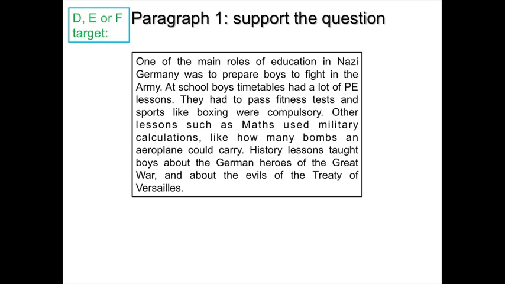One of the main roles of education in Nazi Germany was to prepare boys to fight in the army. At school, boys' timetables had a lot of PE lessons. They had to pass fitness tests, and sports like boxing were compulsory. Other subjects, such as maths, had military calculations, like how many bombs an aeroplane could carry. History lessons taught boys about German heroes of the Great War and about the evils of the Treaty of Versailles.